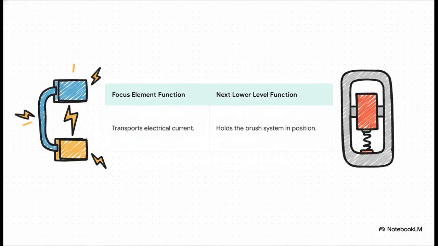Next, step 3, they define what everything is supposed to do. What's its function? Well, the commutation system's job is to transport electrical current, and the brush card's job is to hold the brush system in exactly the right position. Simple, clear, and absolutely essential for what comes next.